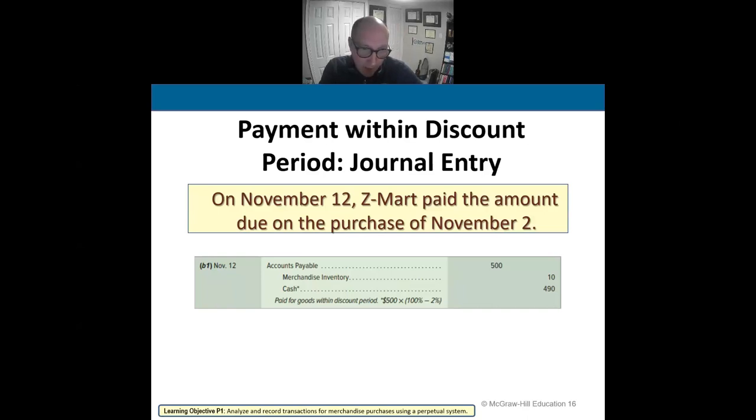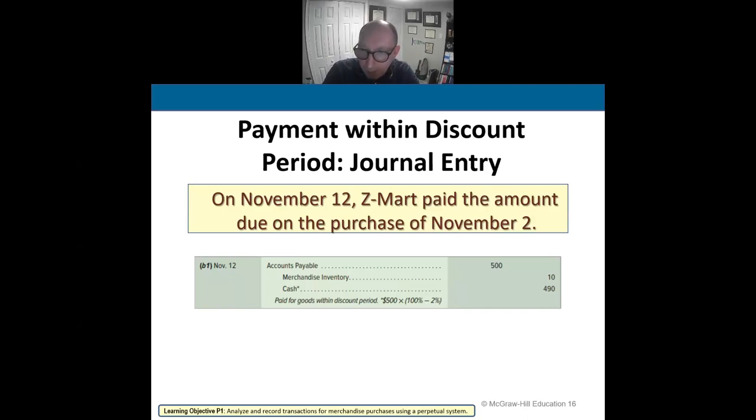So I debit my accounts payable to reduce my accounts payable, and I credit 2 items here. Cash for $490. How $490? 500 times 98%. 100 minus 2 is 98. 98% of 500 is $490. And I credit merchandise inventory the difference, $10. That's the discount amount. The reason I credit merchandise inventory by the discount amount is because I received a discount on my inventory, so that reduces the value of that inventory.